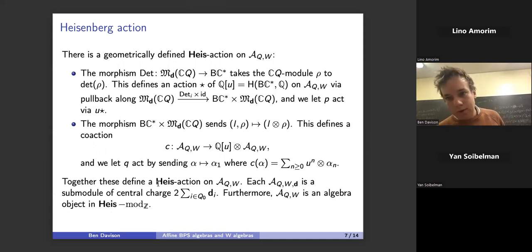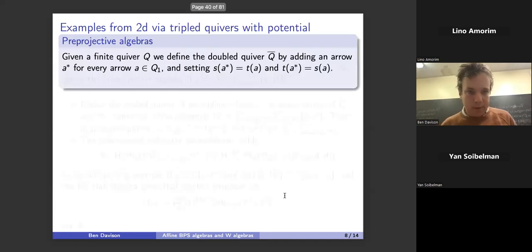And furthermore, one can show that the algebra structure on the cohomological Hall algebra itself respects the action of the Heisenberg Lie algebra. So put more succinctly, maybe the cohomological Hall algebra A_{Q,W}, and this is with no constraints on what Q and W are, is an algebra object in the category of graded modules for the Heisenberg Lie algebra. Okay. Yeah, and that's all I want to say about that.